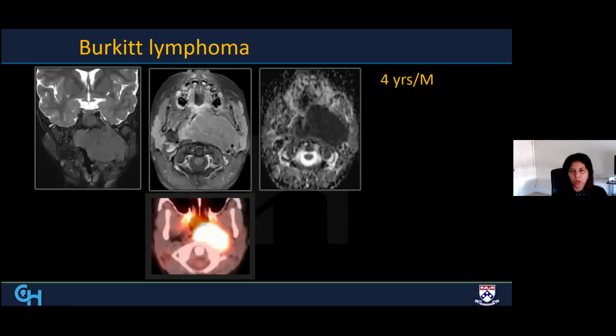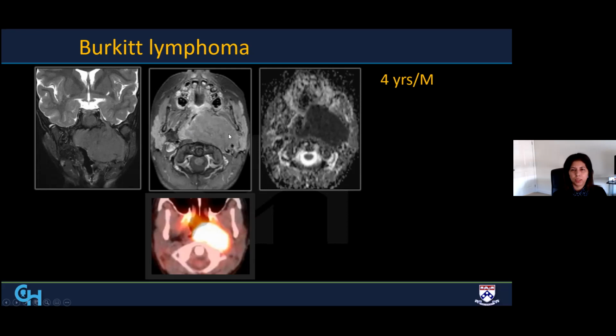And we now move to non-Hodgkin's lymphoma, and one of the common subtypes of non-Hodgkin's lymphoma which you see is Burkitt lymphoma. Now, this is a young patient, a 4-year-old boy who presented with this huge mass. As I had mentioned earlier, non-Hodgkin's lymphoma likes to involve the lymphoid tissue. And you can see this was actually a large mass in his nasopharynx.